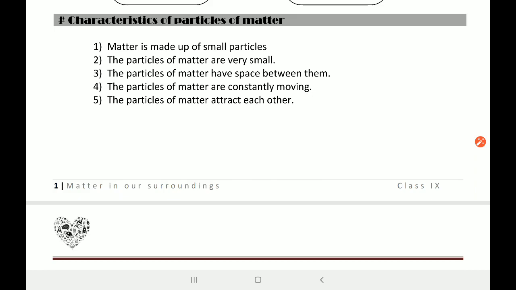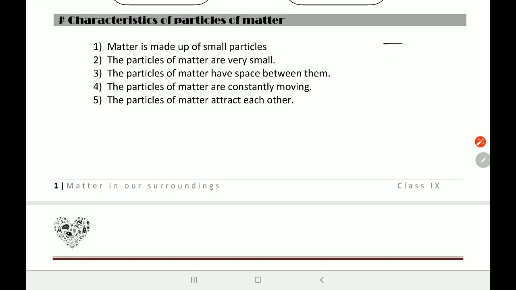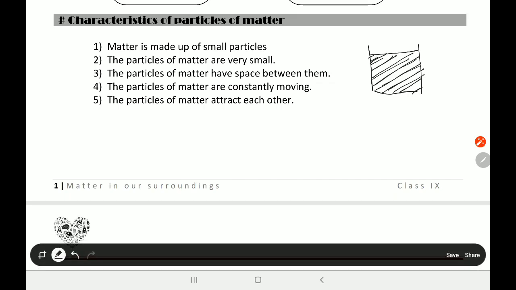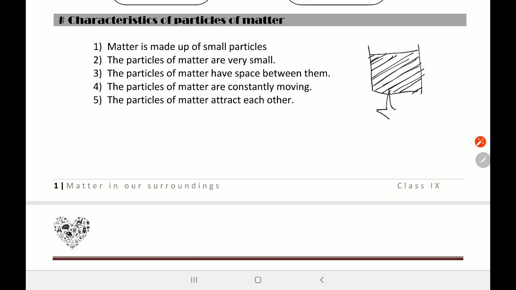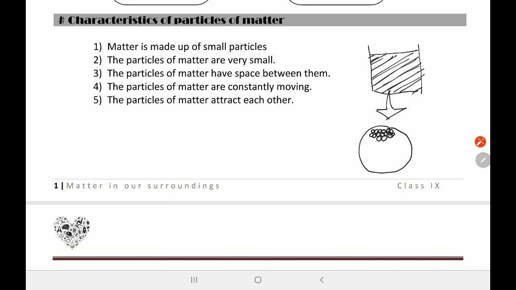Particles of matter have space between them. That means if I take a glass full of water, I can see the water is continuous. There is no space between any particles that I could see. But as these particles are very small, if I zoom in here, there is still a space between the particles. You can see that there is a space between the particles. So it's very clear that the particles always have space between them.